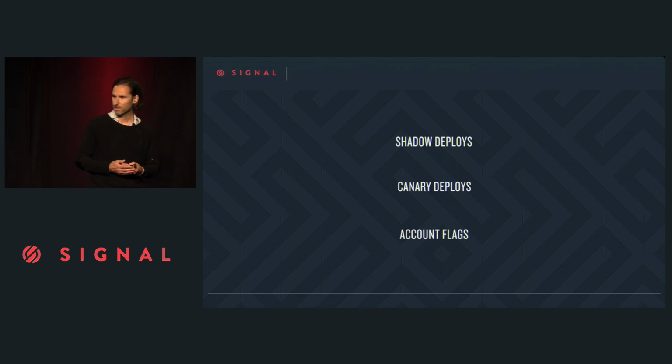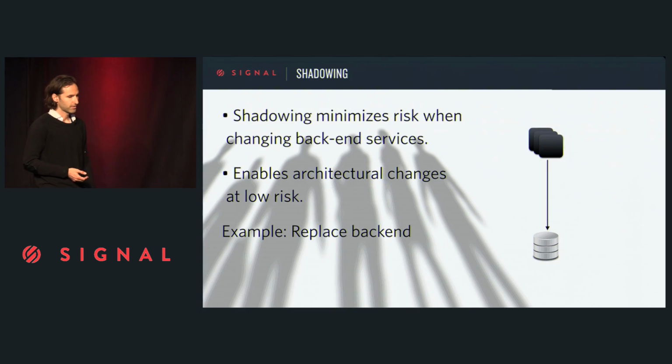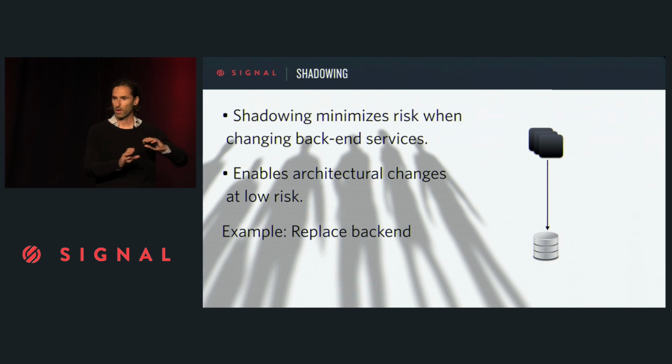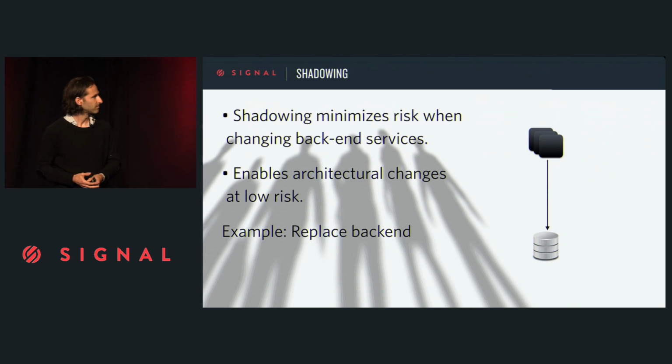And here are 3 techniques that we're using when we deploy features to production. Shadowing, which I'm going to start by talking about, and then Canary deploys and account flags. So let's start with shadowing. Let's imagine that you have a service that reads something from a database, let's say. And you want to put a microservice in front of the database to decouple the service from this database.